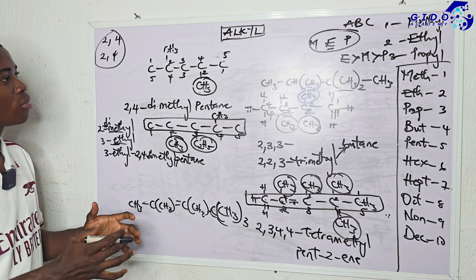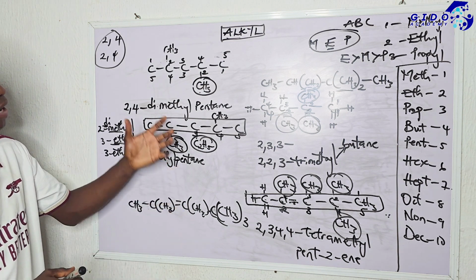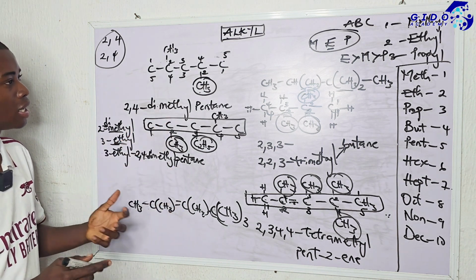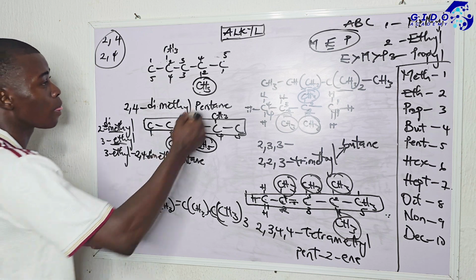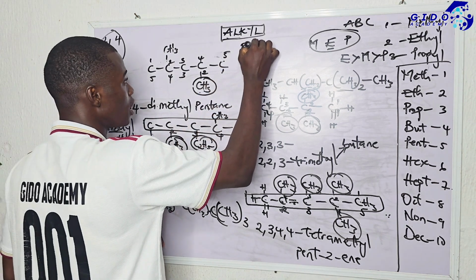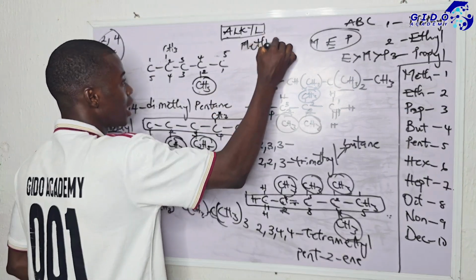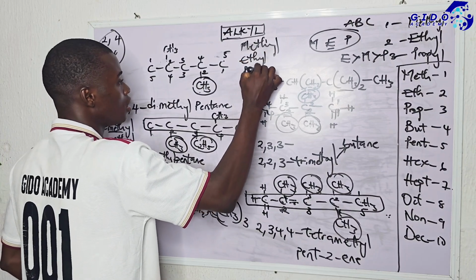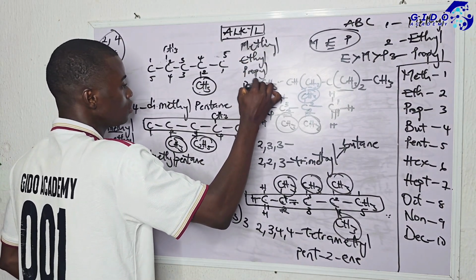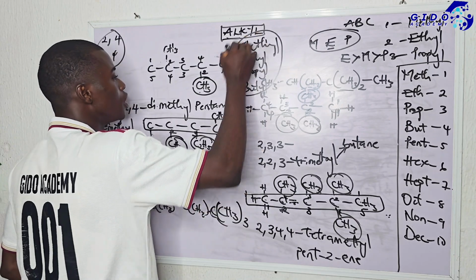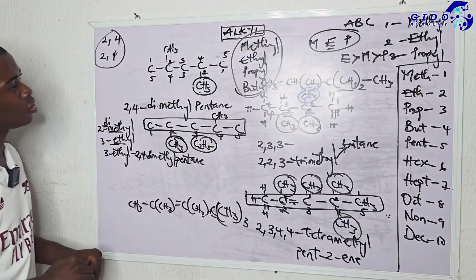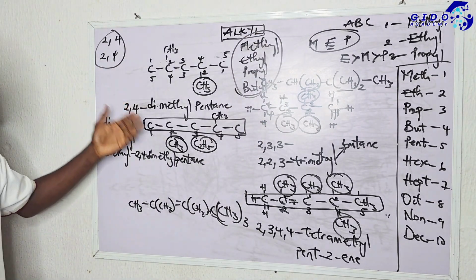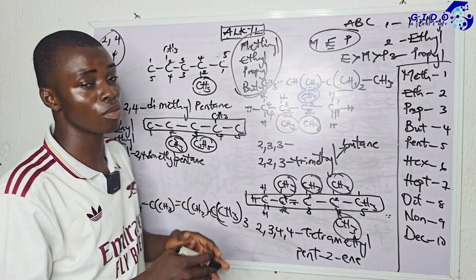Compound. If you have any question based on what I've explained so far regarding naming of alkyl, please feel free to drop that in the comment section. But I have a question for you. In a structure, one structure, methyl, ethyl, propyl, and butyl. So what will be the order of arrangement? So are we going to start with the methyl, or are we going to start with the butyl? If you know the answer, please feel free to drop that in the comment section.